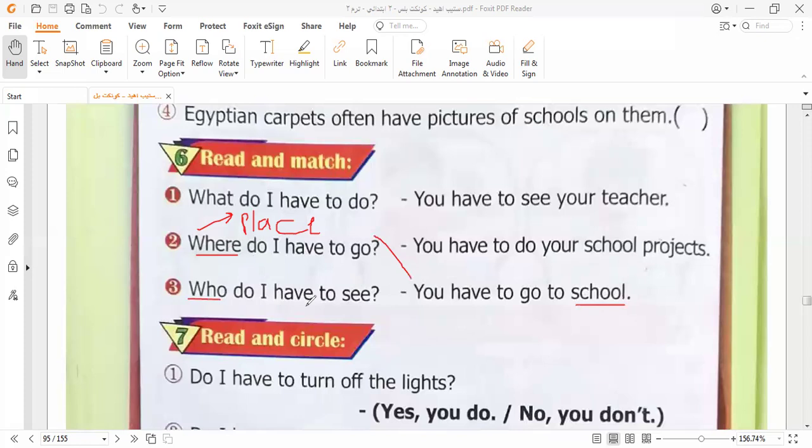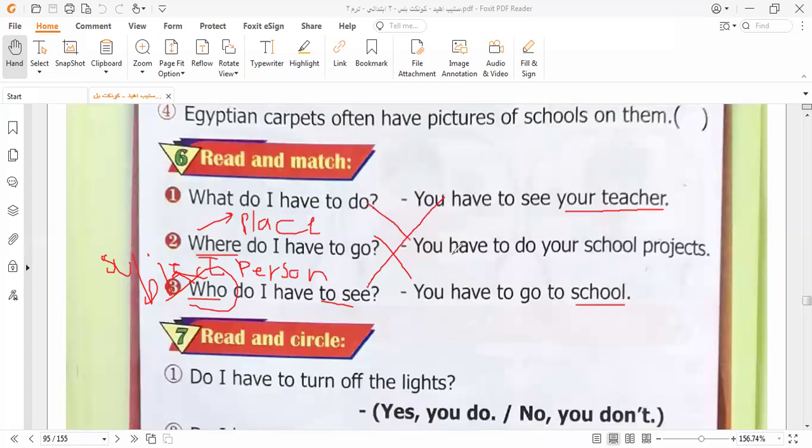Who do I have to see? So what do I ask about here? I ask about a subject person. There is who to ask about a subject person. Subject person. Okay. Here is who do I have to see? Ask about subject. I have to see your teacher. Okay, this one like this one.